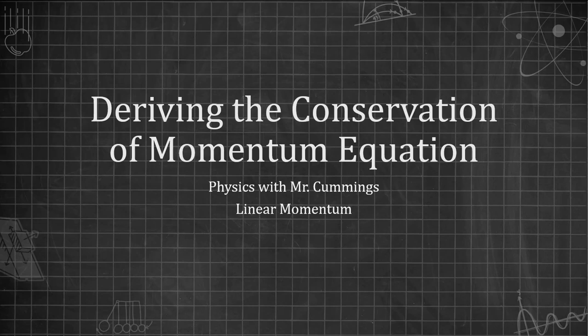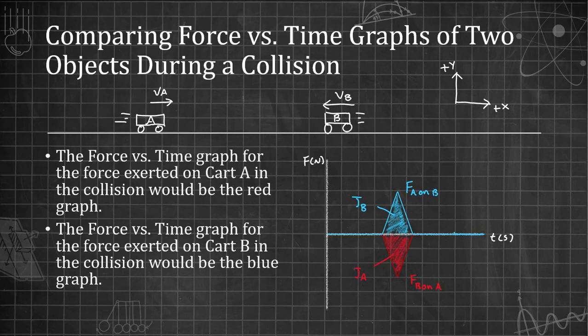So we're going to start this derivation by just looking at an example scenario. Let's say we have two carts that are on a collision course with each other. Cart A is traveling to the right, cart B is traveling to the left. When these two objects collide, they're going to exert forces on each other.